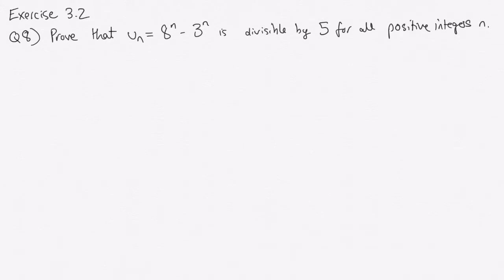So firstly, we want to take our base case, and as we're asked for all positive integers n, we know that our base case is going to be when n equals 1. So when n equals 1, u1 is equal to 8 to the 1, subtract 3 to the 1, which is 5, which is clearly divisible by 5. And now we want to do our inductive step.